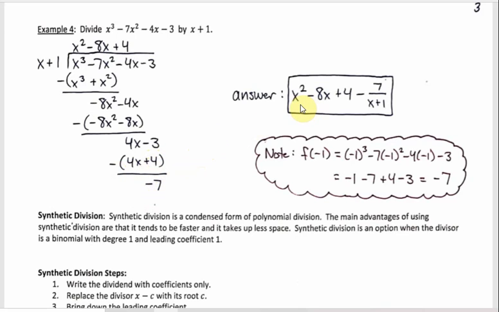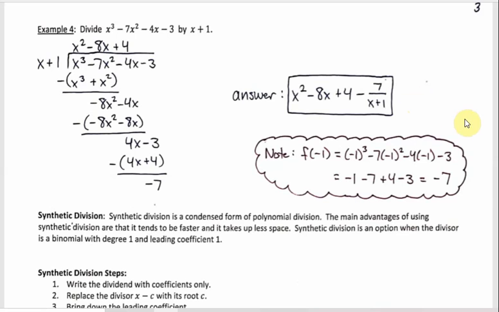So the answer over here, it's got the x squared minus 8x plus 4, but then minus 7 over x plus 1. And this is a minus right here just from the fact that this is a negative 7. I guess you could write it as plus negative 7 over x plus 1. That would also be correct. But I think this is the more conventional way of writing it.